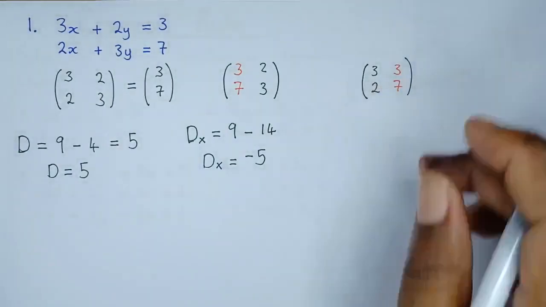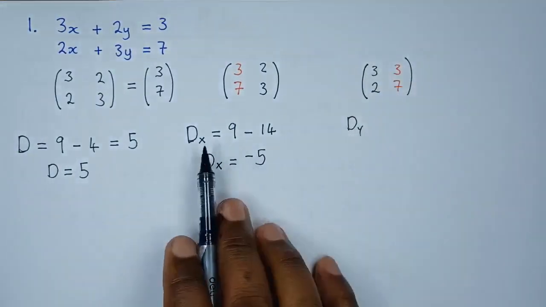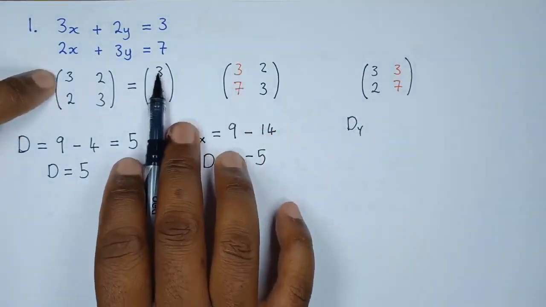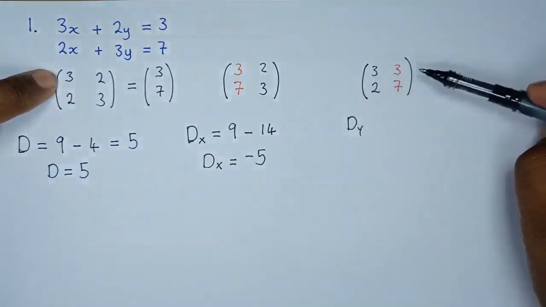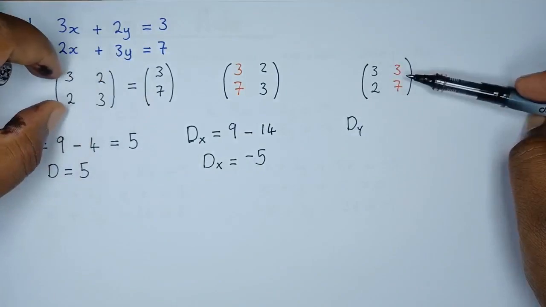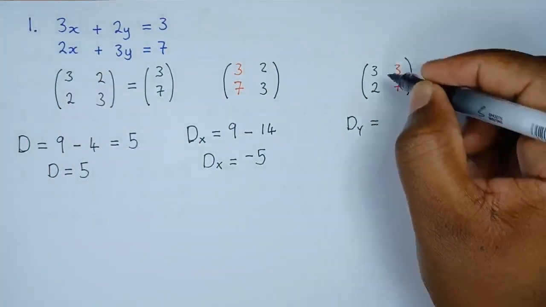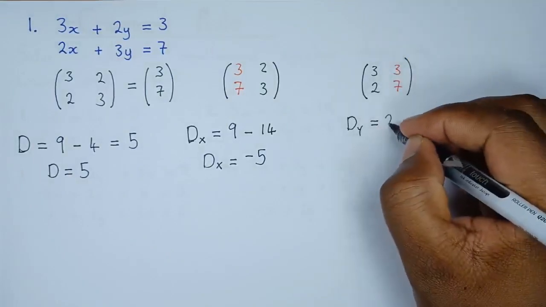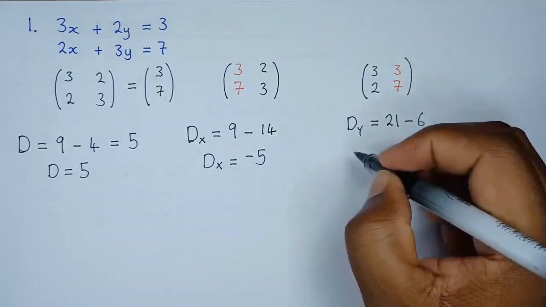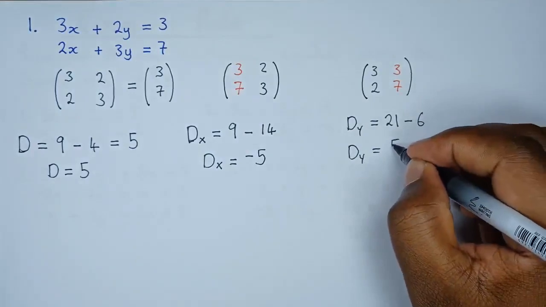We're going to move on to this one here as well, applying the same thing. This is dy. This one is dx because we substituted the coefficients of x with whatever we have on this side. This one is dy because we substituted the coefficients of y with whatever we have on this side of the matrices that we formed there. So dy will be equal to 3 times 7, which is 21, minus 2 times 3, which is 6. Hence, dy is equal to 5.